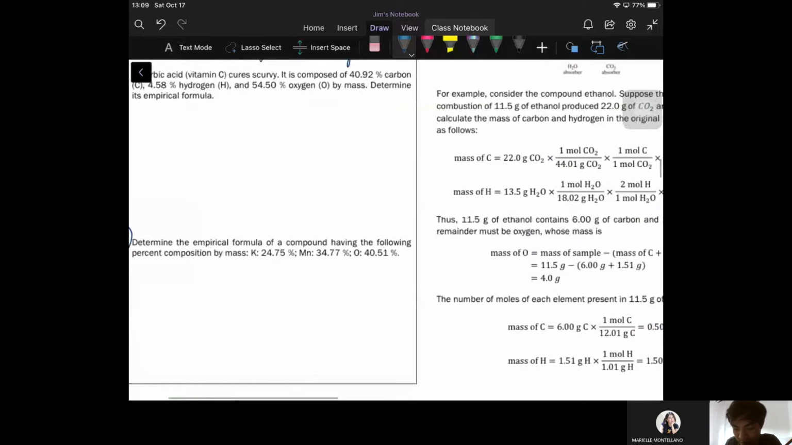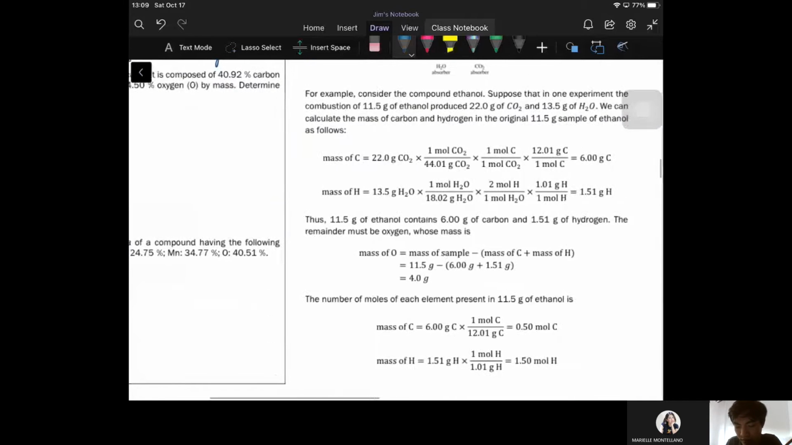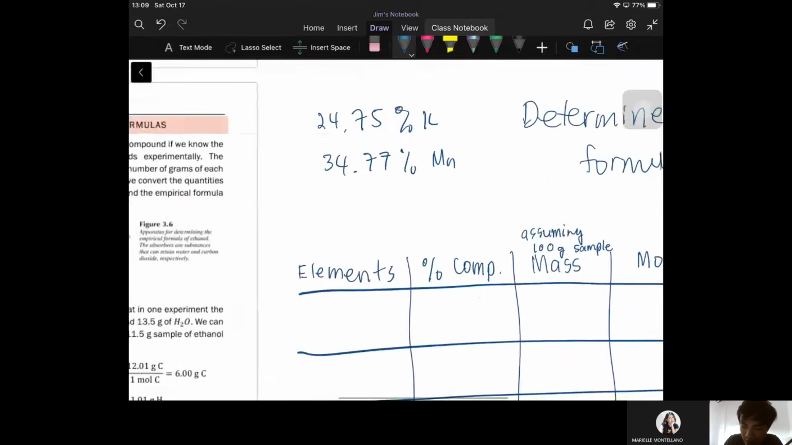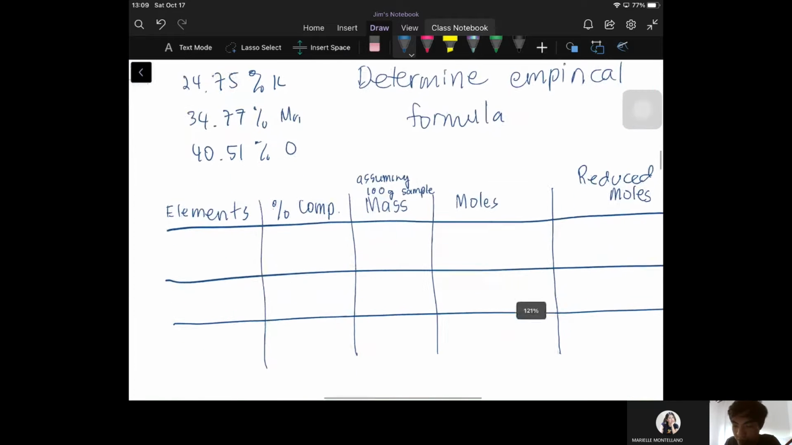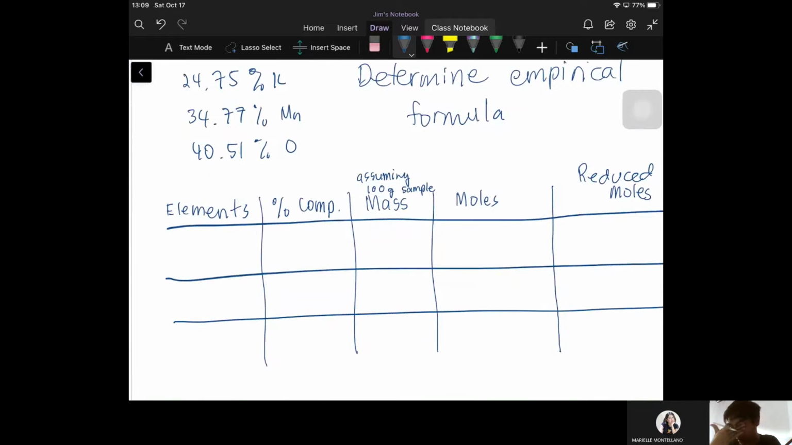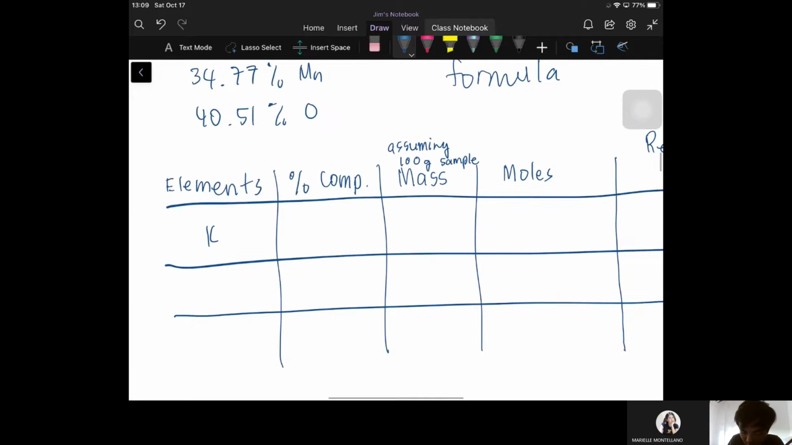And 40.51 oxygen. Okay. So with all those details, we can plug those into our table. So our elements are K, Mn, O.